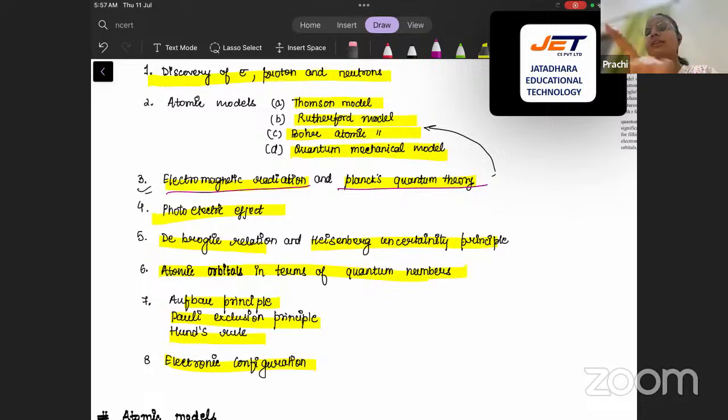Because after studying these theories, what they said, what was their observation, then only Bohr studied the Rutherford model, studied whatever is said about the electromagnetic radiation, studied the Planck quantum theory, and then finally he came up with his model, which is known as the Bohr atomic model. So in our next class, we'll be learning about the electromagnetic radiation and Planck's quantum theory.